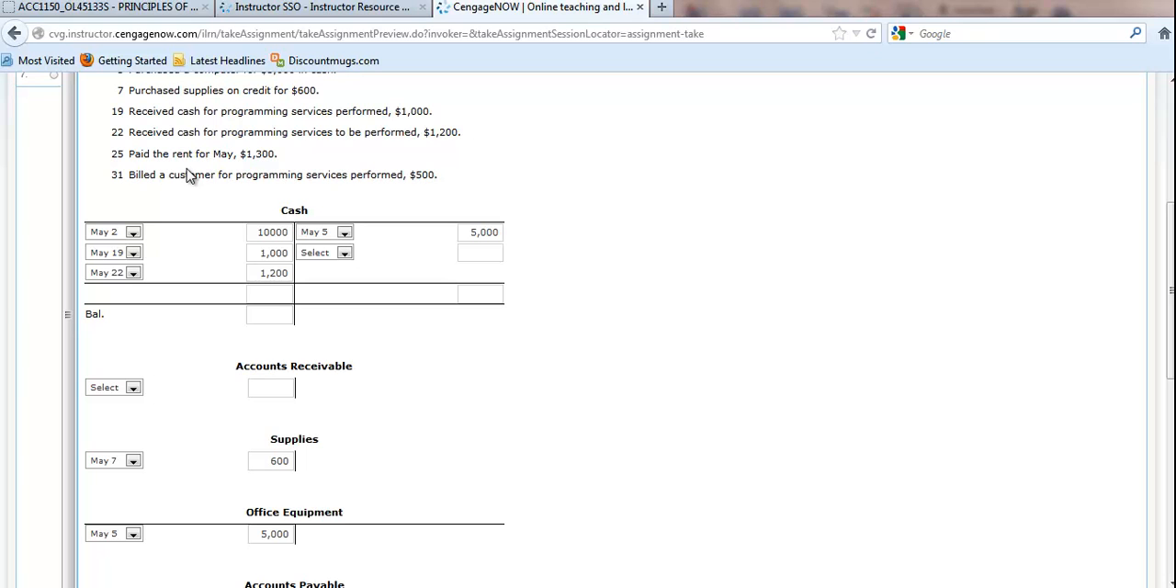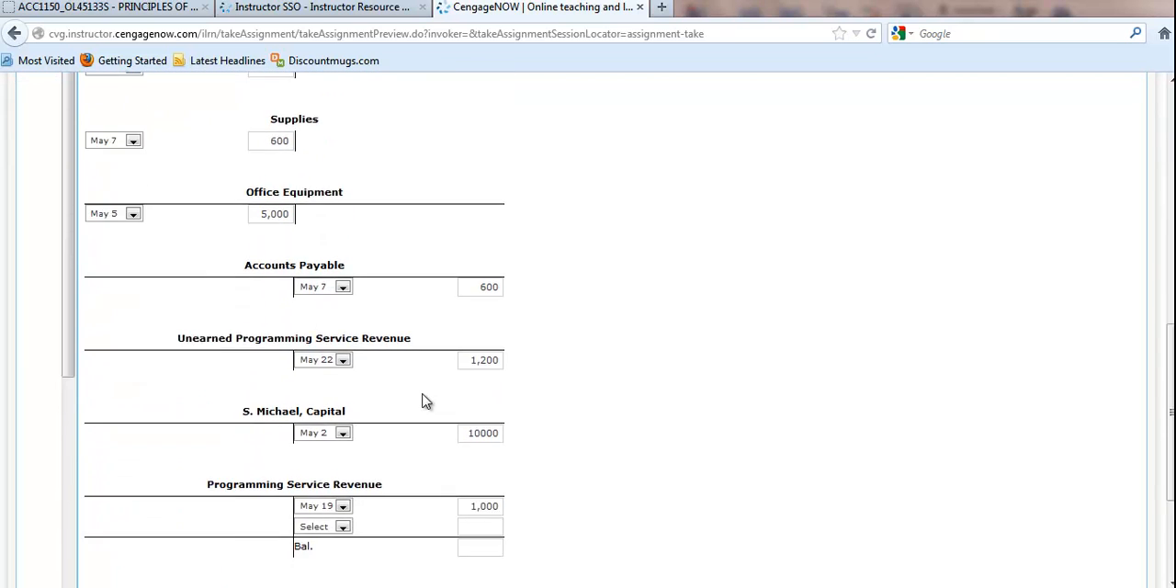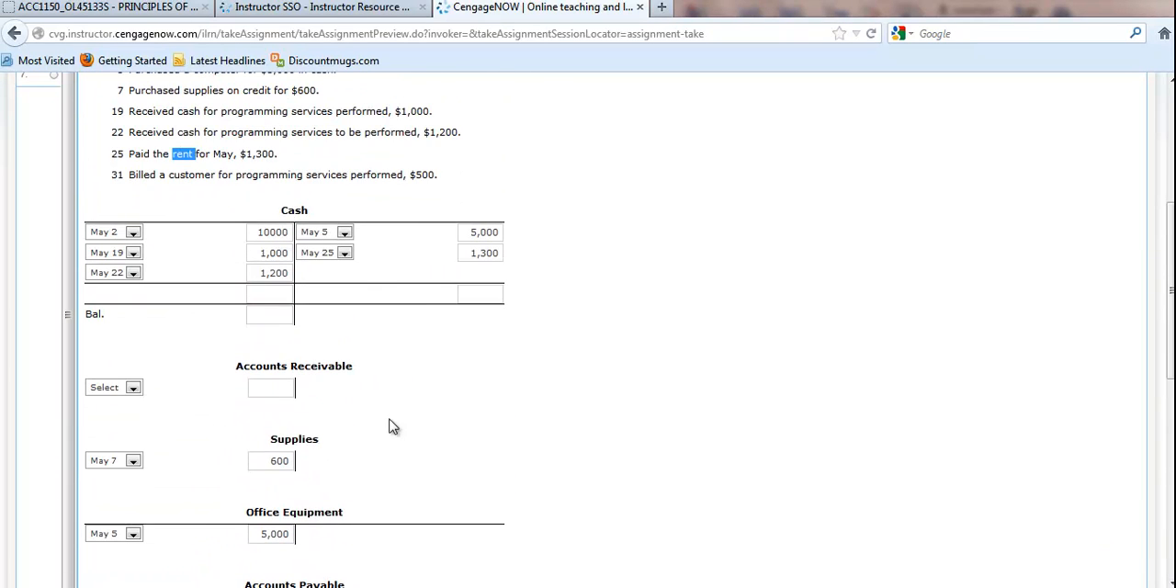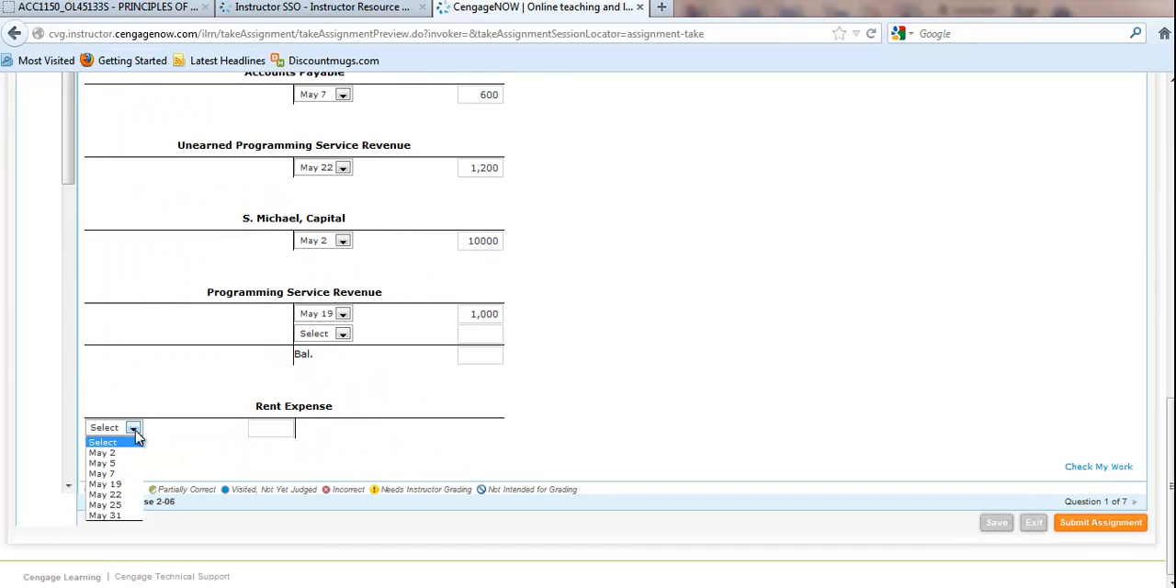On the 25th, I paid the rent for May, $1,300. Anytime you see the word paid, you're going to be spending money, you're going to be decreasing cash. So on the 25th, I paid $1,300. Then I asked myself, why did I pay $1,300? Well, I paid my rent. Anytime I pay my rent, I'm going to use my account called rent expense. So I'm going to go down here on the 25th and put in my $1,300 for rent expense.